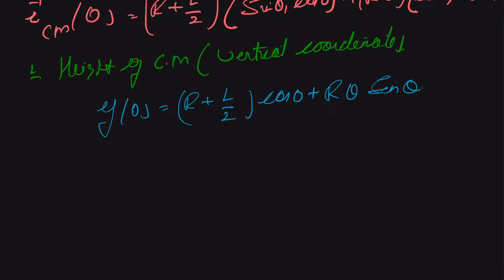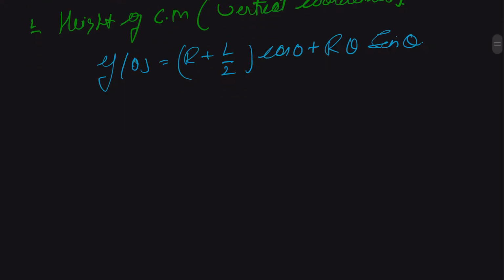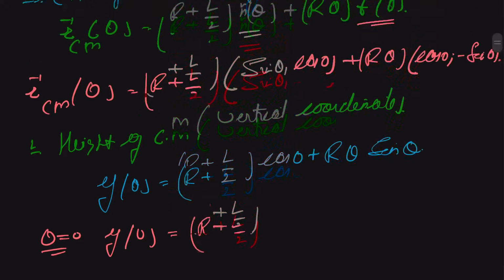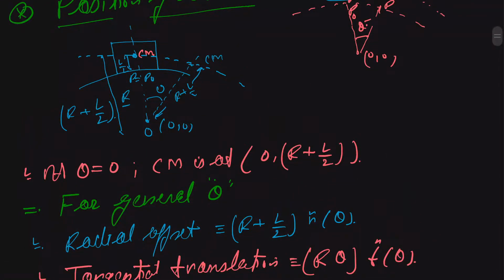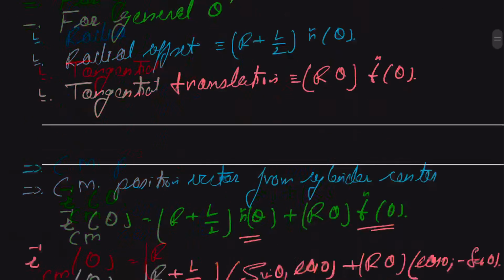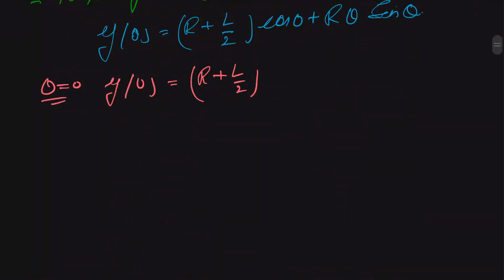We can also check when the value of theta is equal to 0. If theta is equal to 0, we get y of 0, since sine 0 is 0 and cos 0 is 1, exactly equal to R plus L by 2. So it means when theta is equal to 0, the center of mass is exactly at the distance R plus L by 2.